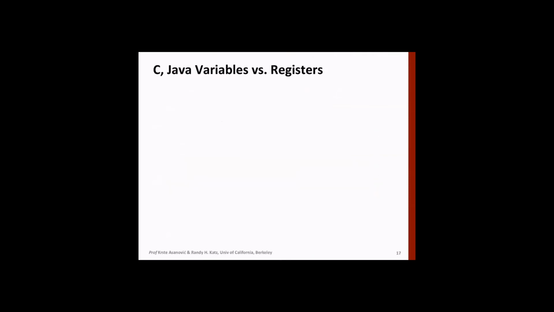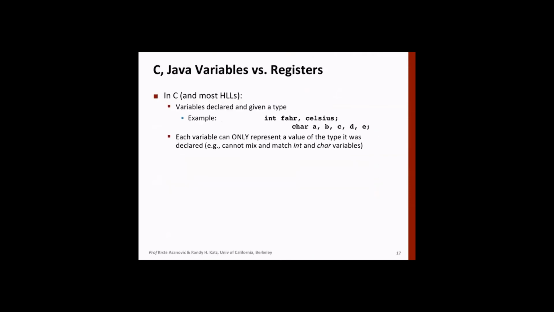All right. So we said that in assembly we store variables into registers. So, for example, in C you can define an integer.